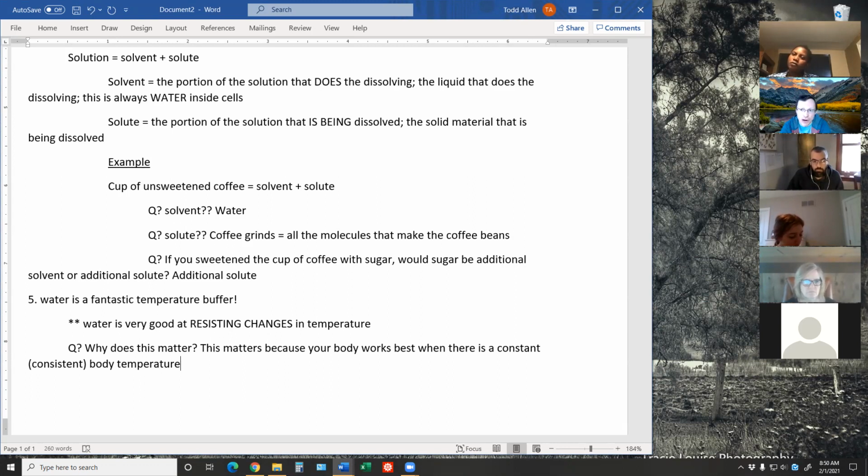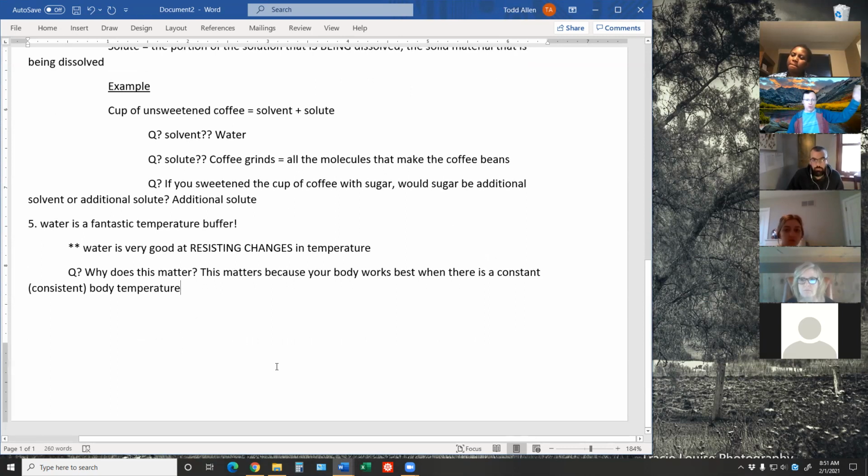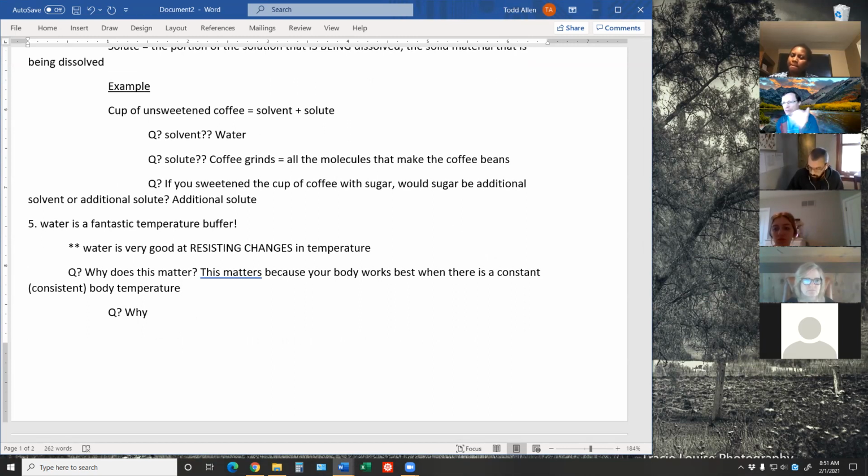But the point is, whatever your personal body temperature is, whatever your personal norm is, your body wants to stay there because it works best when temperature is constant, okay? So why does this matter? Because your body works best when there's a constant body temperature. And you could certainly ask again, well, why? Why do I need a constant body temperature? Why do I need this?